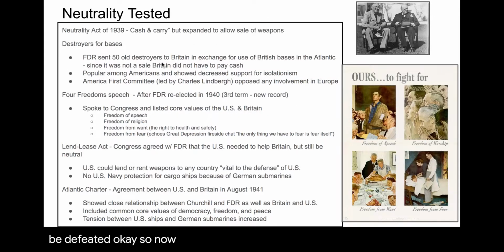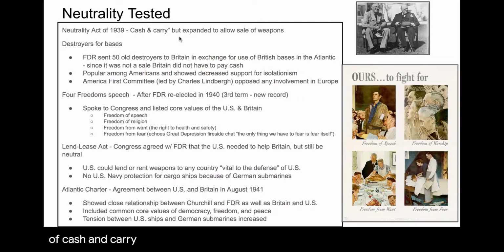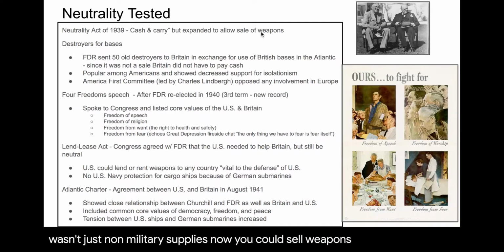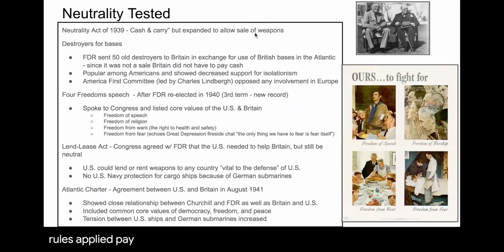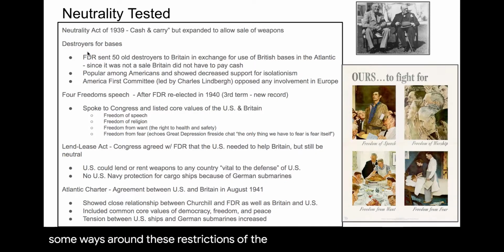Okay, so neutrality is tested here. So we have another Neutrality Act. This is in 1939. This one is known as cash and carry. It's a continuation of cash and carry, but it expanded to allow the sale of weapons. So it wasn't just non-military supplies. Now you could sell weapons, but again, the same rules applied. Pay cash. They had to pick it up themselves.